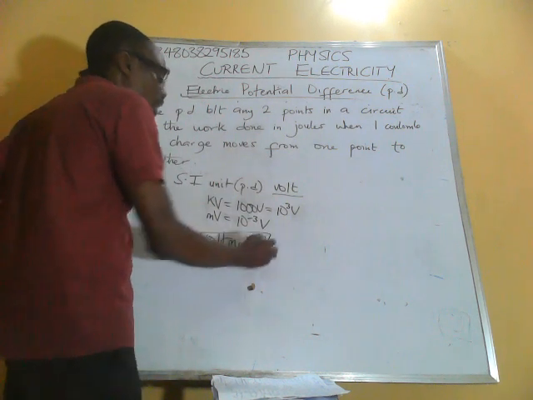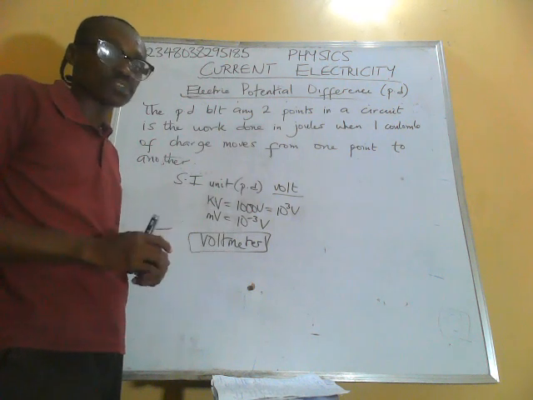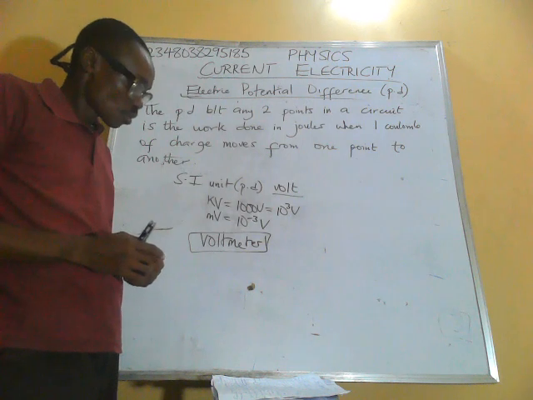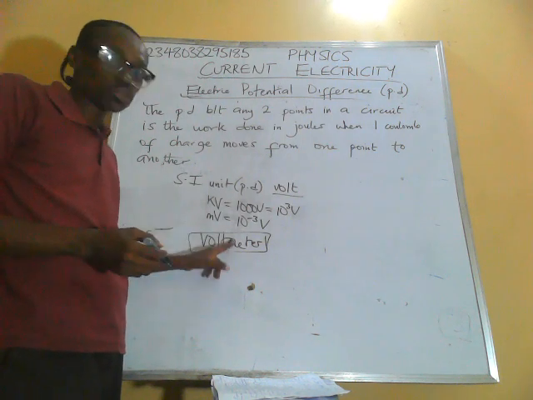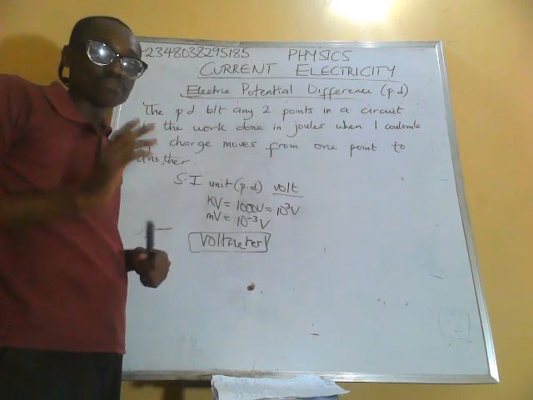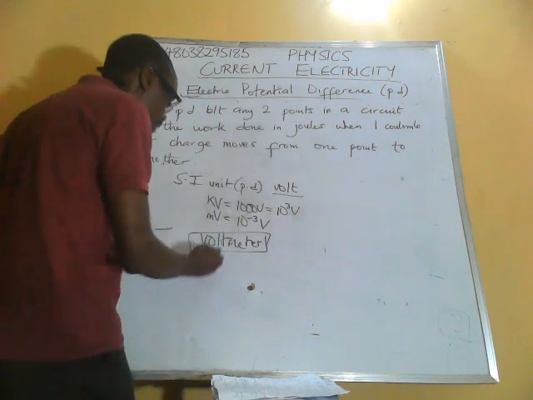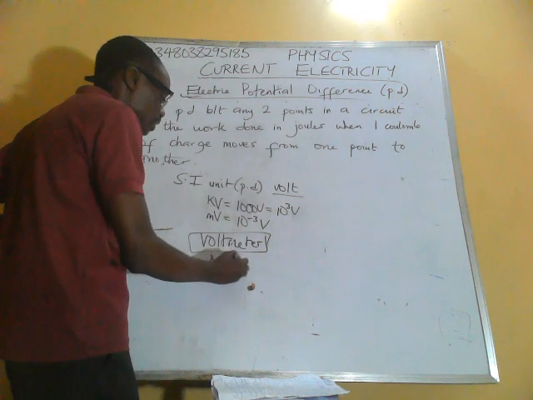The voltmeter is an instrument that is used to measure the potential difference between 2 points in an electric circuit. So the voltmeter is used to measure what? Potential difference. The instrument that is used to measure current in a circuit is called an ammeter.